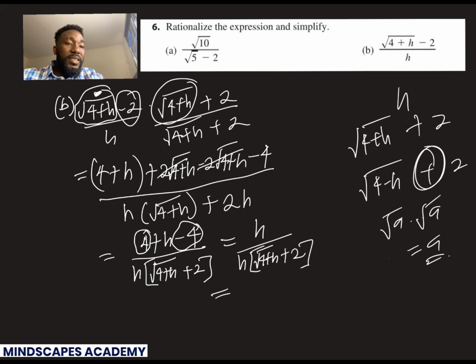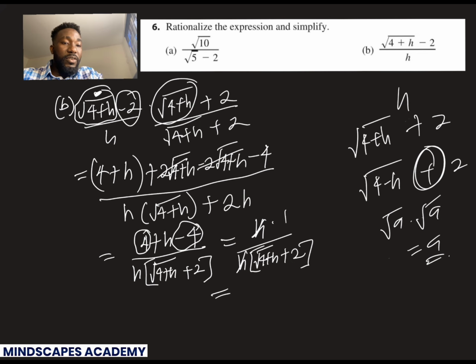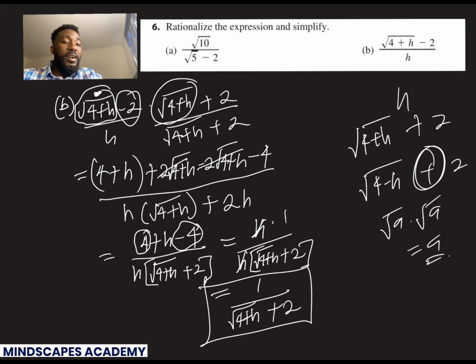Now what do we know? These things are connected by multiplication. So h can cancel h. When h cancels h, that is, you divide both sides by h, you're left with 1. So you have 1 divided by root of 4 plus h, positive 2. And this is our answer.